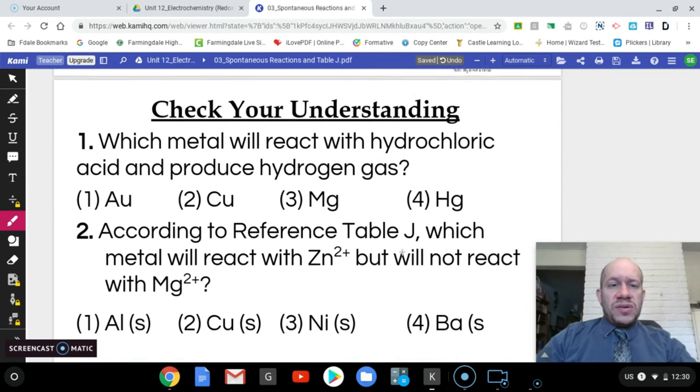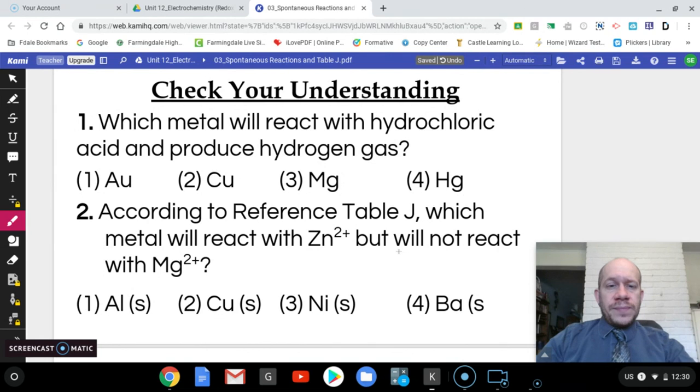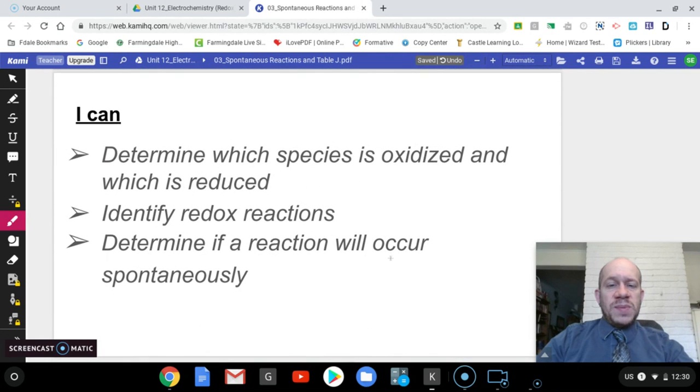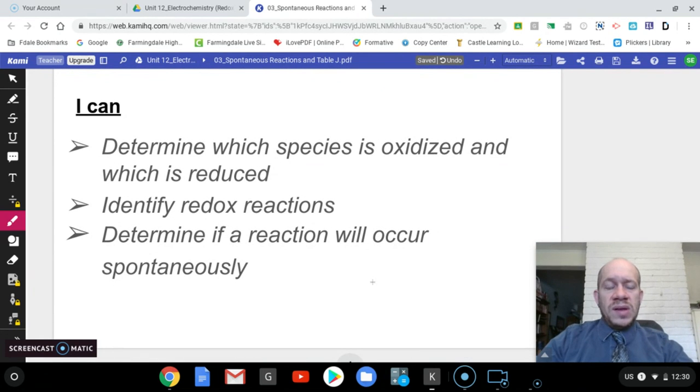Check your understanding. Now you can determine which species is oxidized and which is reduced. You can identify redox reactions, and you can determine if a reaction will occur spontaneously.